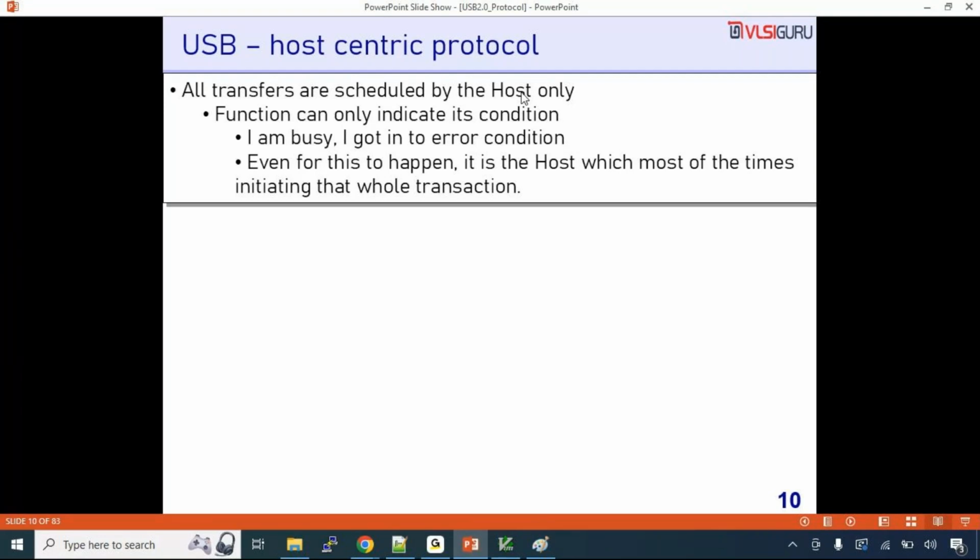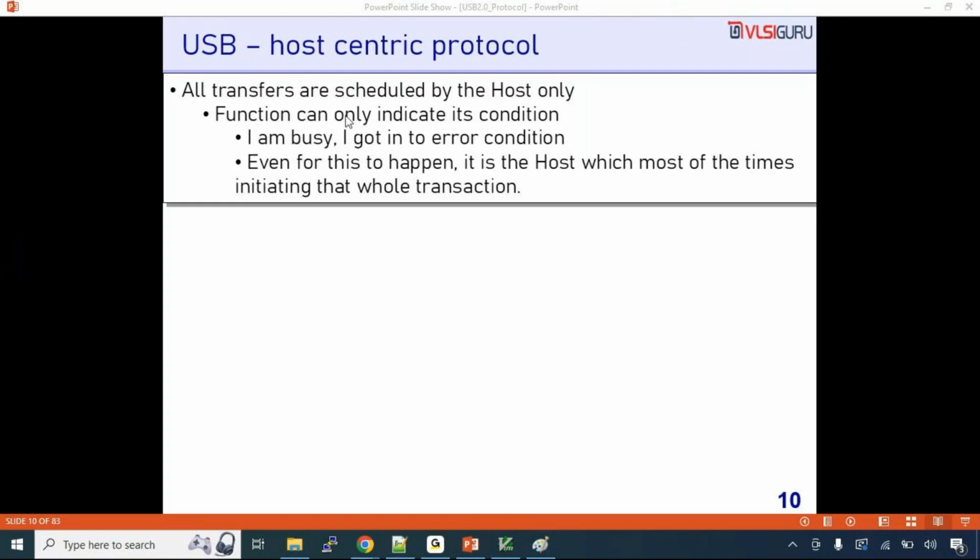Let's say you connect a pen drive into your laptop. Can you tell me who the host is in that example? When I connect a pen drive into the laptop, who is the host in that system? Laptop. Laptop is the host. So it is the laptop which will schedule all the transfers. My device will not have any control on that.